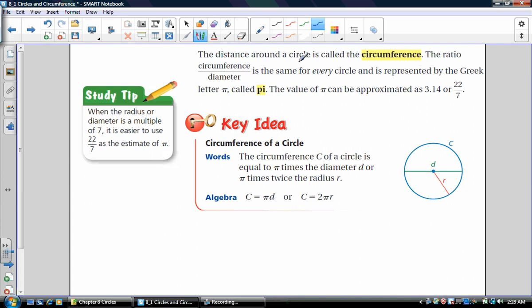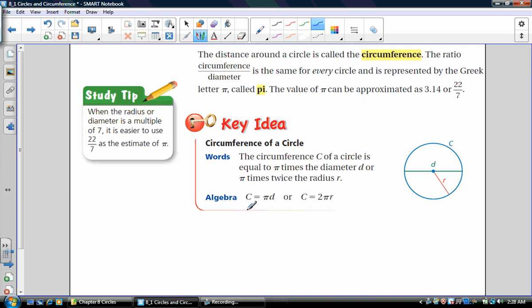The distance around a circle is called the circumference. The ratio of the circumference to the diameter is the same for every circle and is represented by the Greek letter pi. The value of pi can be approximated as a decimal using 3.14 or as a fraction using 22/7. There are 2 formulas that we use to find the circumference of a circle.